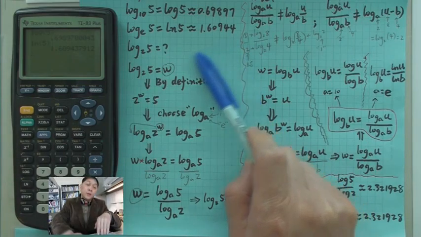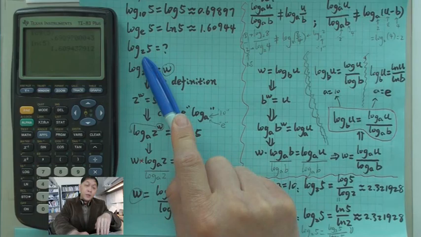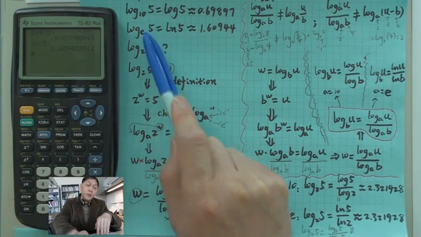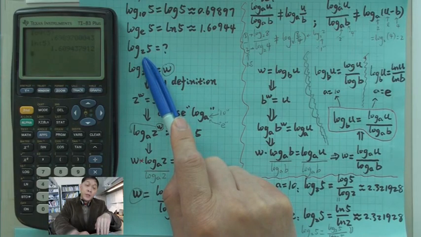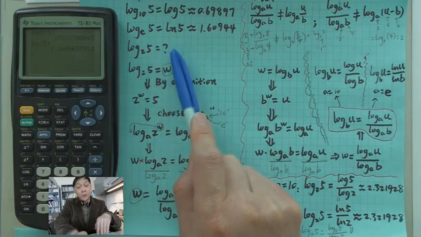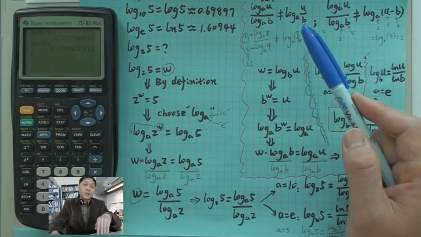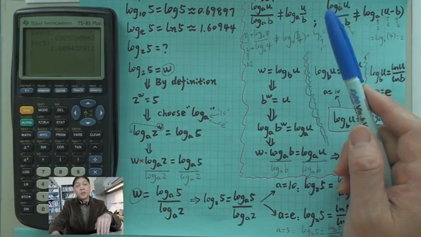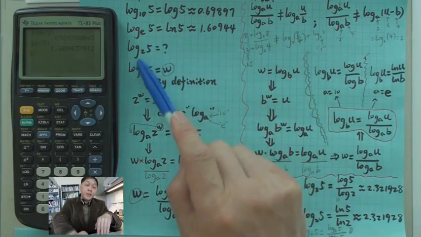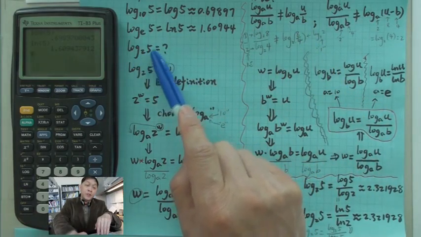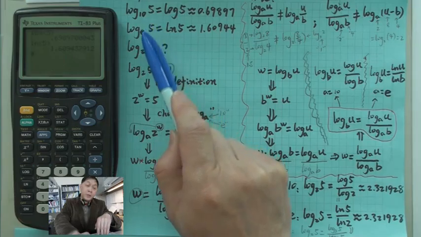Now, if the base here is 2, it is no longer 10 or e, then we are not able to calculate log base 2 of 5 equals what? So then it is necessary for us to change this base 2 to a different base, maybe base 10 or base e.